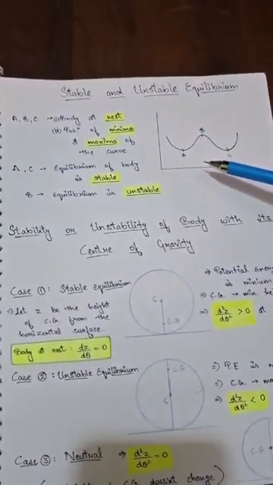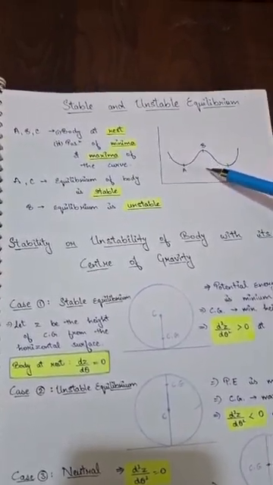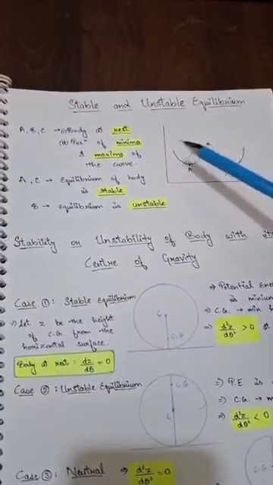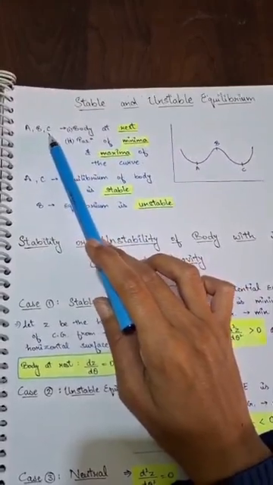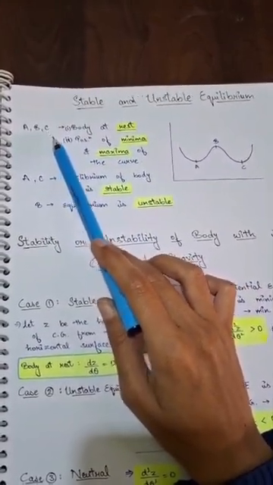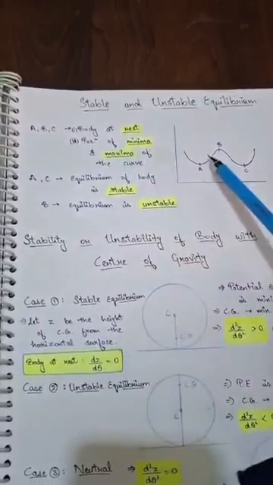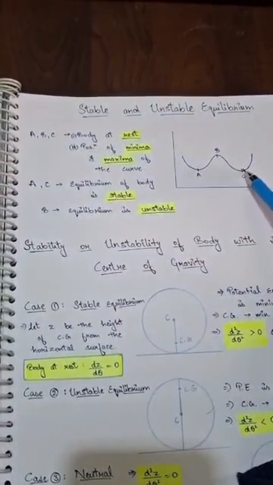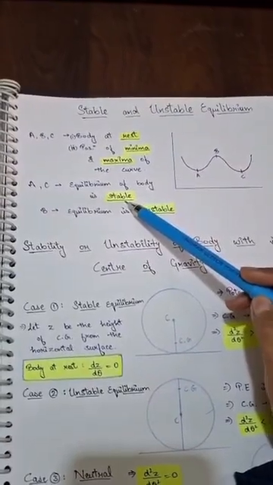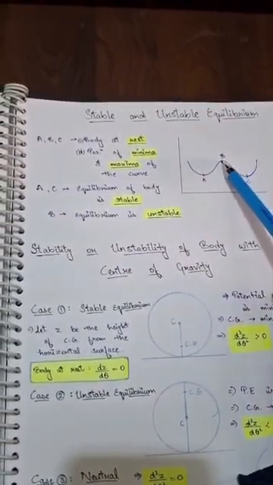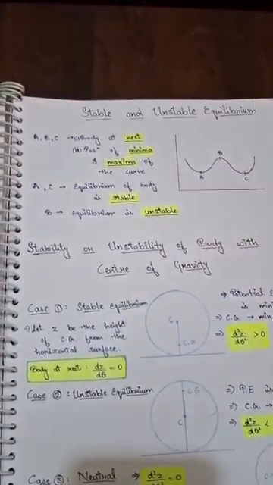We know when a body moves on a smooth curve as shown in this figure, then it will take different positions. So, here the body is at rest at positions A, B, and C. They are also the positions of maxima and minima of the curve. Position A and C are the positions of body where the body is in stable equilibrium, and position B is the position where the body is in unstable equilibrium.